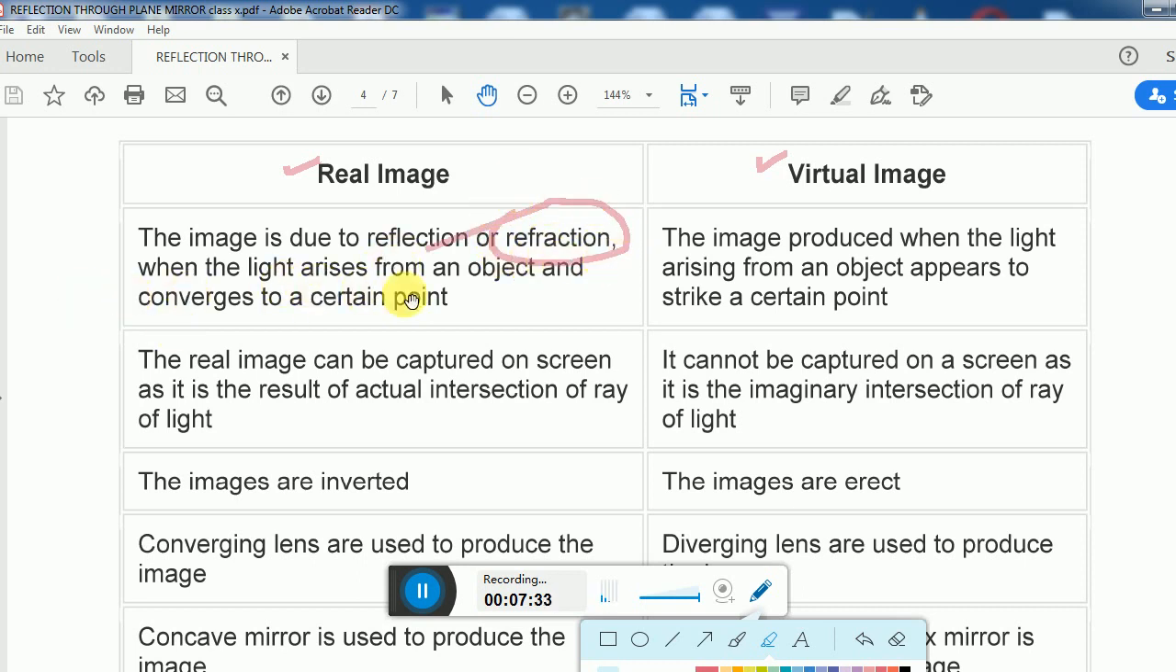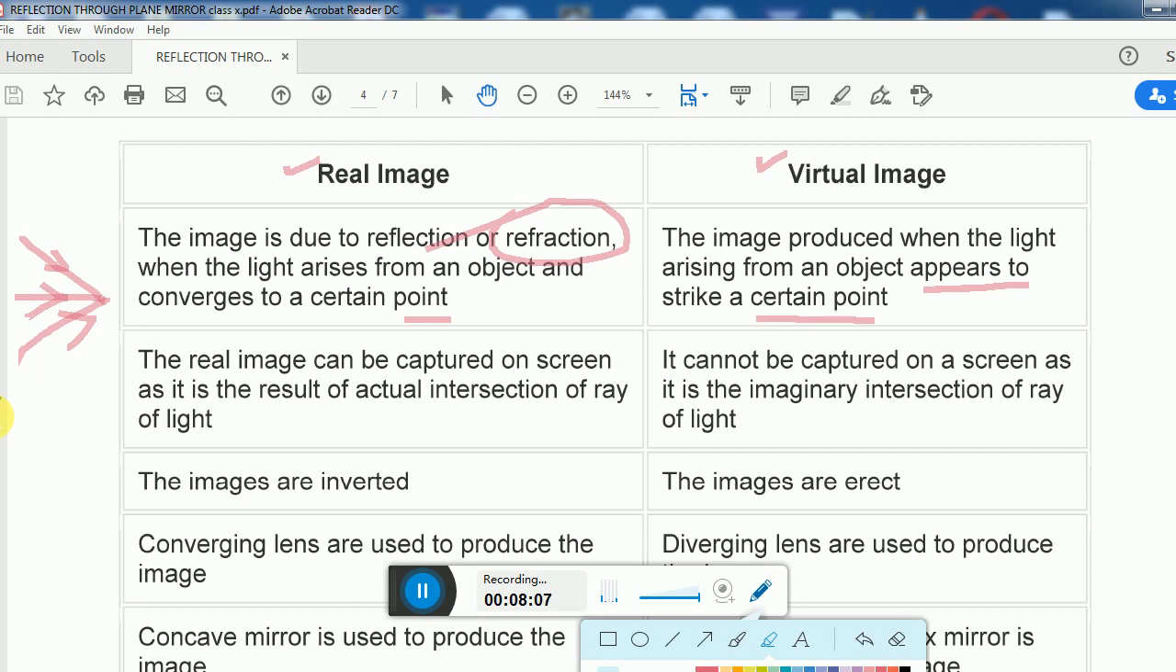When the light rays arise from an object and converge to a certain point, okay, that means the rays of light will meet in a particular point. Actual rays of light will meet in a particular point, and the image will form. Then that is called the real image. And here it is written, the image produced when the light arises from an object appears to strike in a certain point. This appears to strike, but actually not striking, it appears. So that is why it is called virtual.